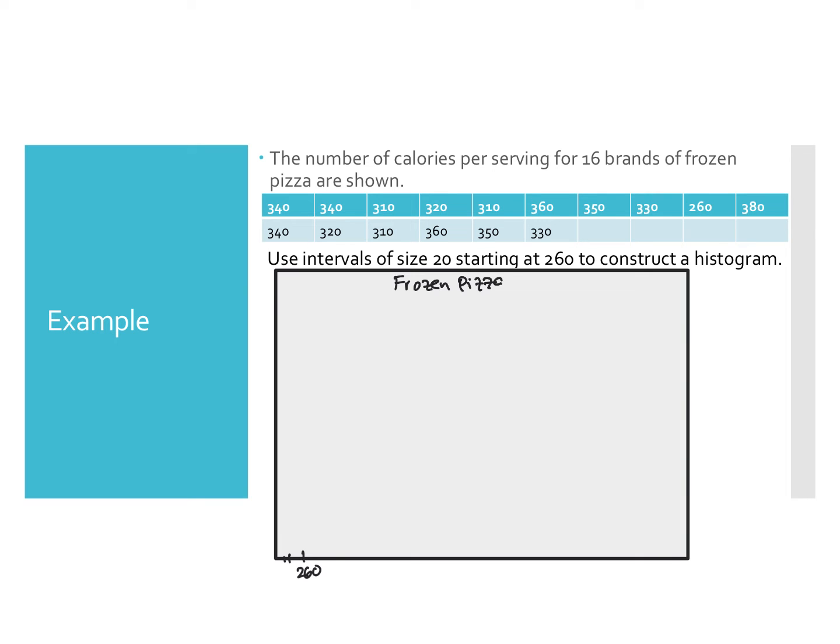I'll put a little break in my graph and put a 260. And we are going by a scale of 20. So that means my next tick mark is 280, and our largest value in the table looks to be about 380. So we will continue this until about 400. Our vertical axis is going to be frequency, and it's probably okay to scale that one by ones.